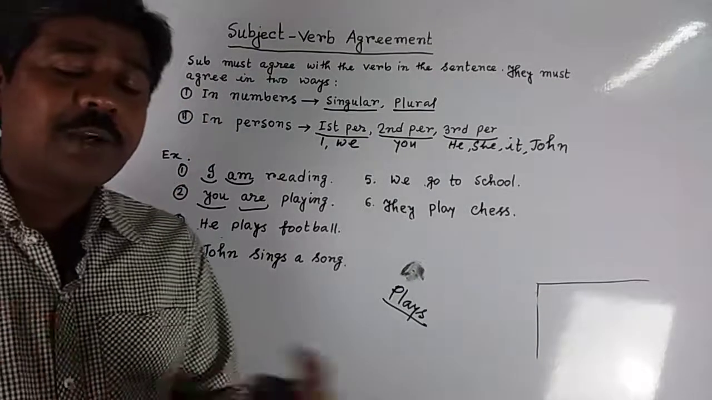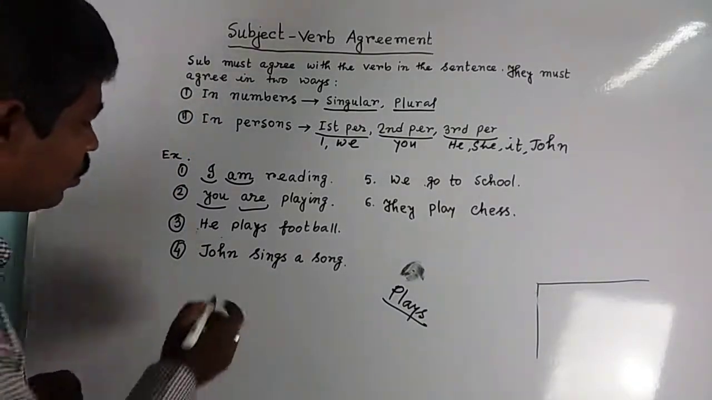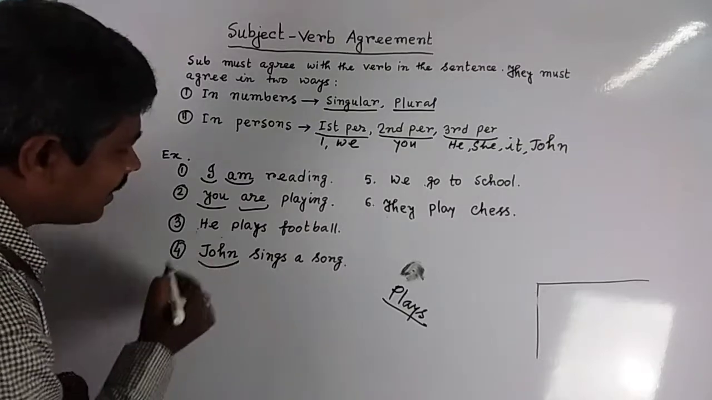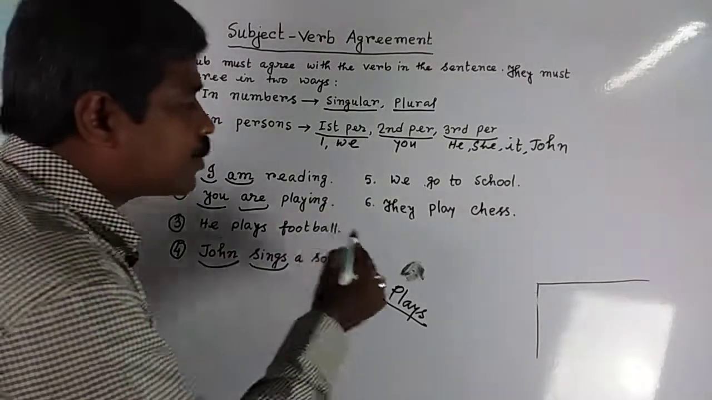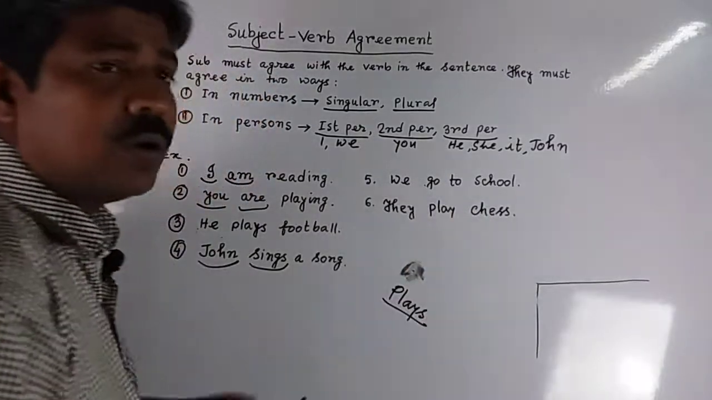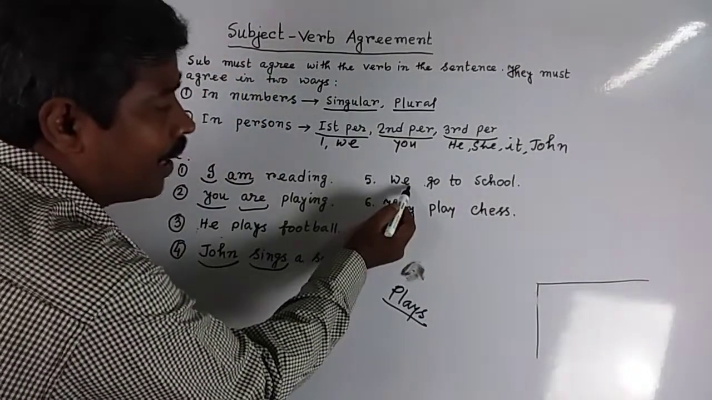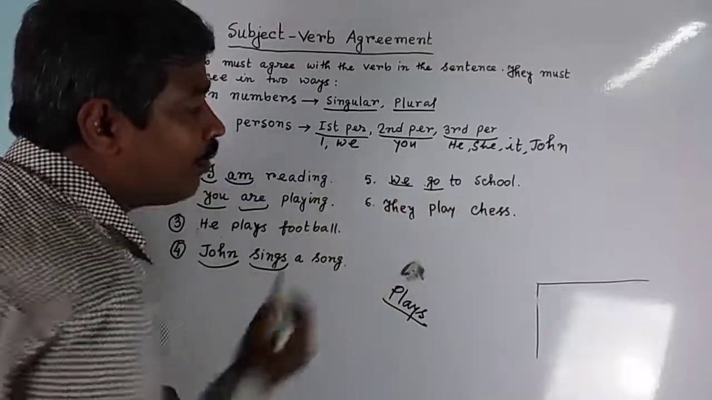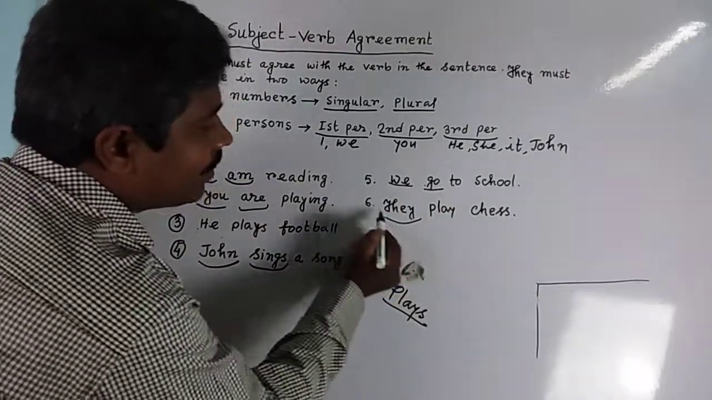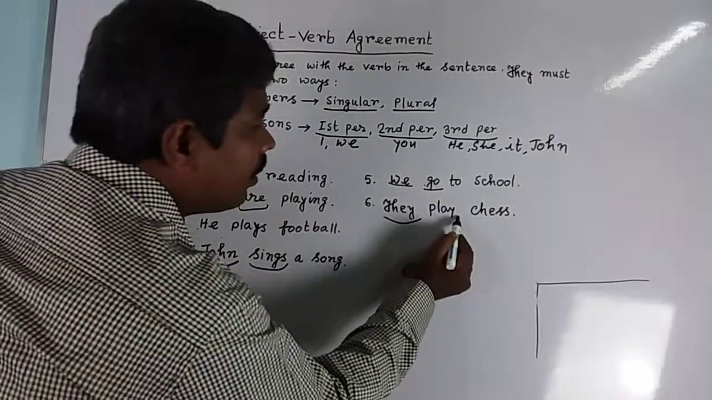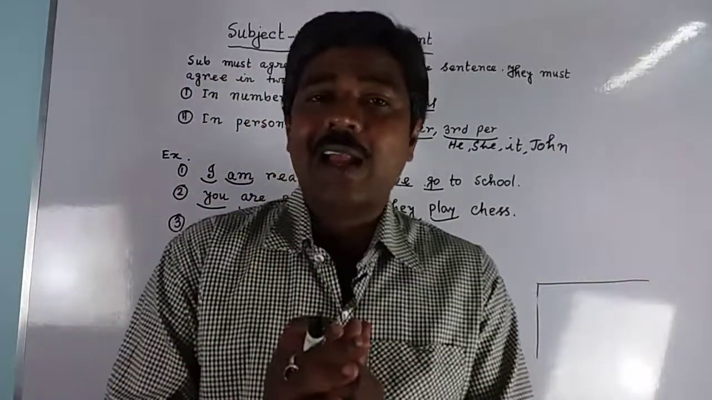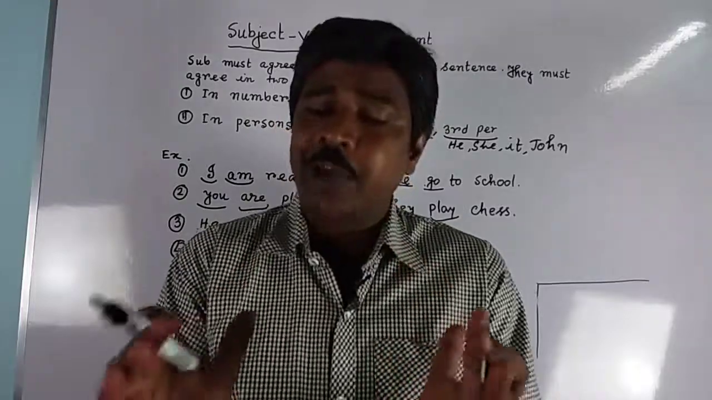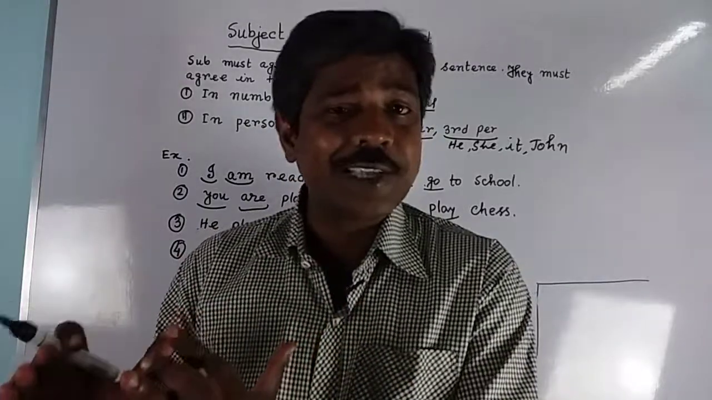If it is plural, then it will be a plural verb. Same thing here: John, this is third person singular number and the verb is also singular. Next one, we go to school. We, that is first person plural. That's why we have written a plural verb. Next one, they, third person plural, we have written a plural verb. So friends, the rule is that if the subject is singular, we have to use the singular verb.